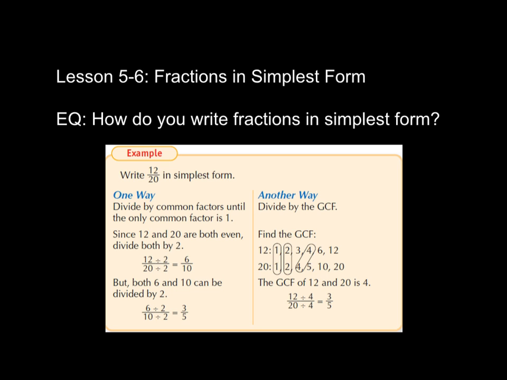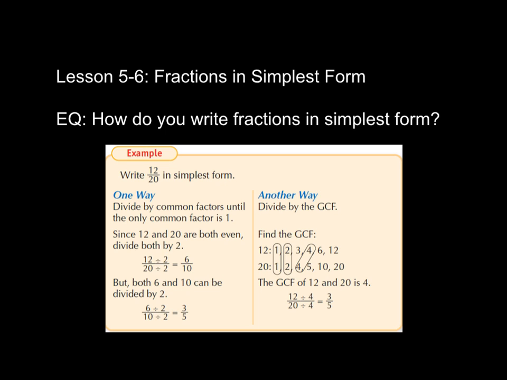This is lesson 5-6, fractions in simplest form. Our essential question: how do you write fractions in simplest form? And this picture here shows us two ways that we're going to talk about writing simplest form today.